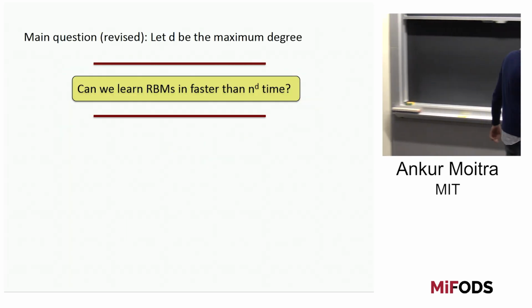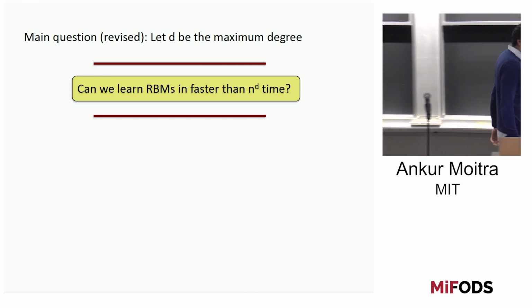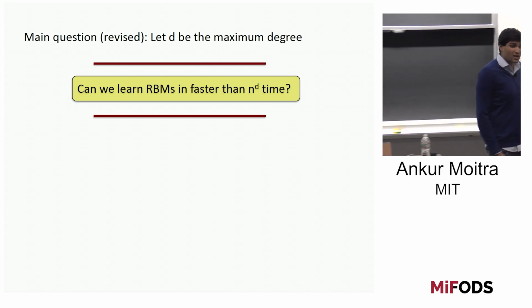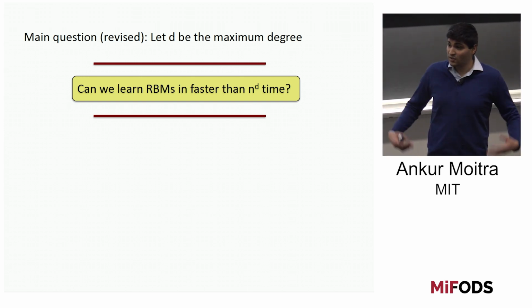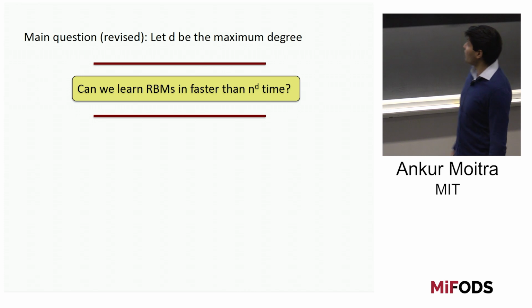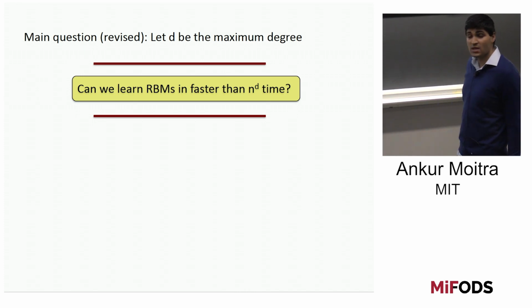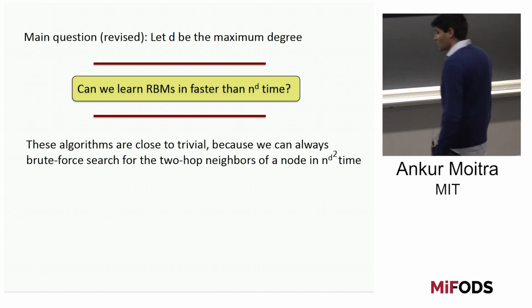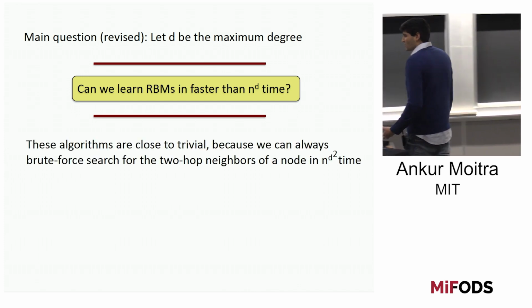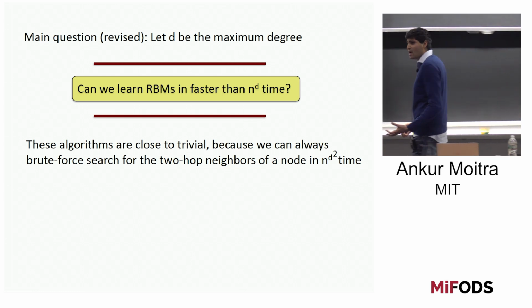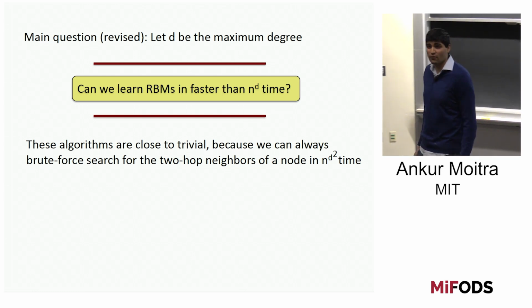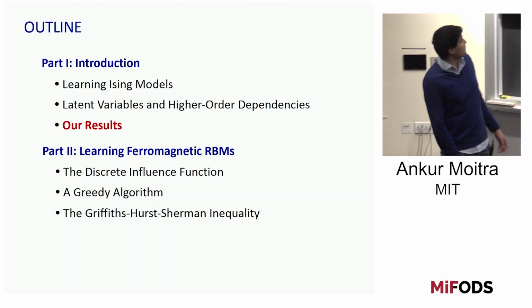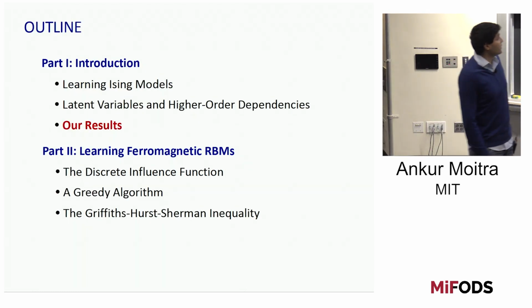So now I can get to the more precise formulation of the question I'm going to ask, which is not just are there algorithms for learning RBMs, but are there ones that beat this Markov random field bound? So are there algorithms that run in much better than n to the d time for learning interesting classes of restricted Boltzmann machines? And you should think about these n to the d types of things as being roughly a pretty trivial algorithm in the context of RBMs, because it's like some kind of brute force search over the neighborhood. All right, so now I can get into some of the results.